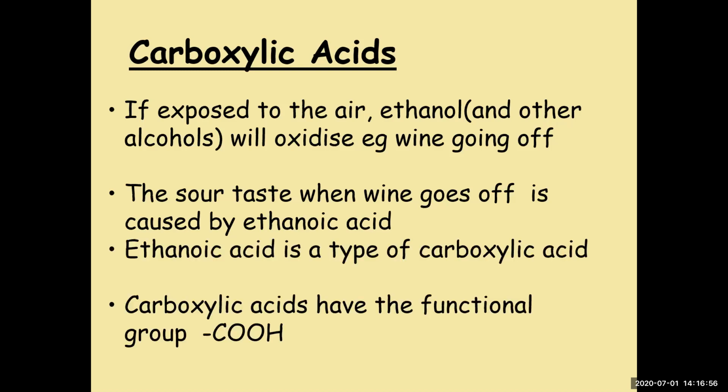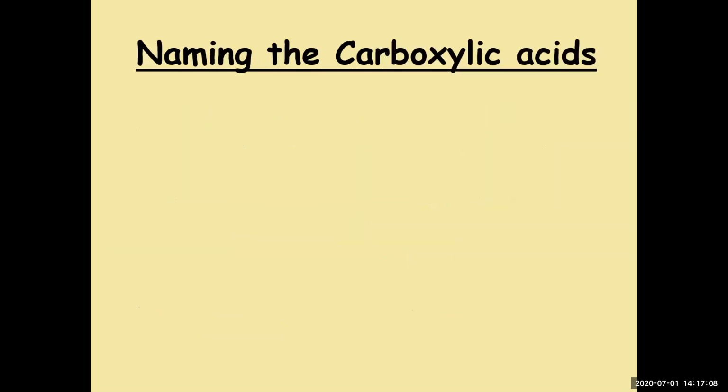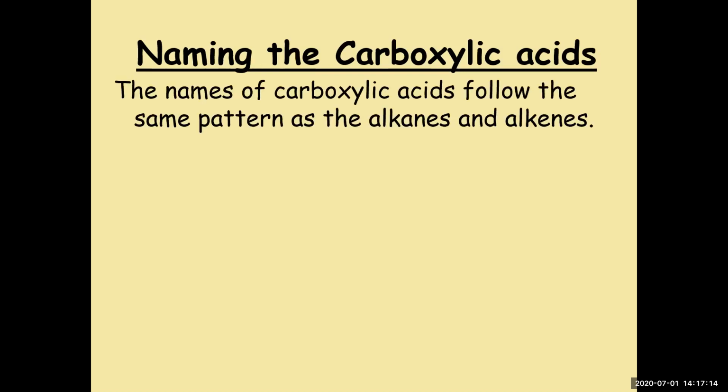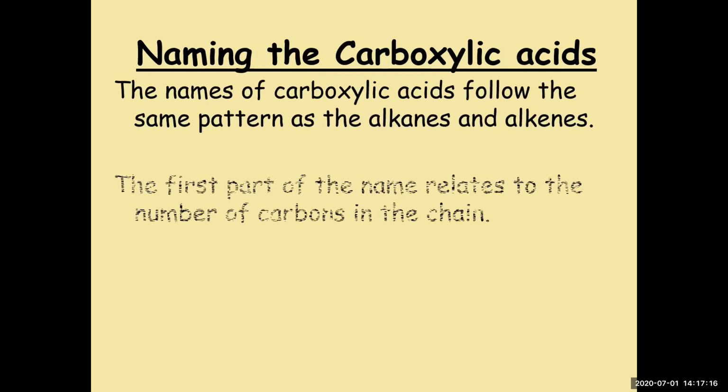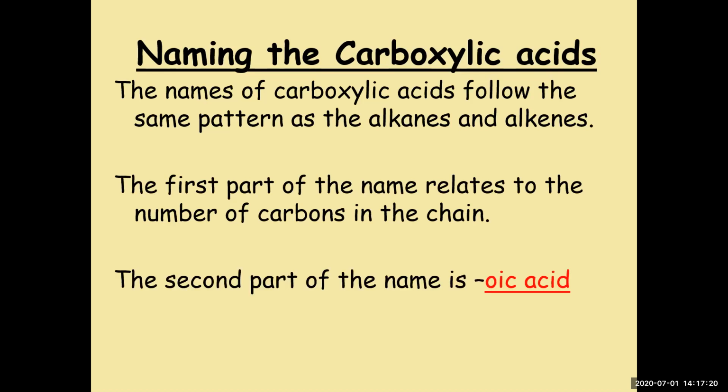And again, in this group, the functional group is COOH or COO. So a carboxylic acid is written with that at the end to show it's a carboxylic acid. So naming the carboxylic acids, again, the stem of the name comes from the number of carbons, and the ending has oic on the end, acid.